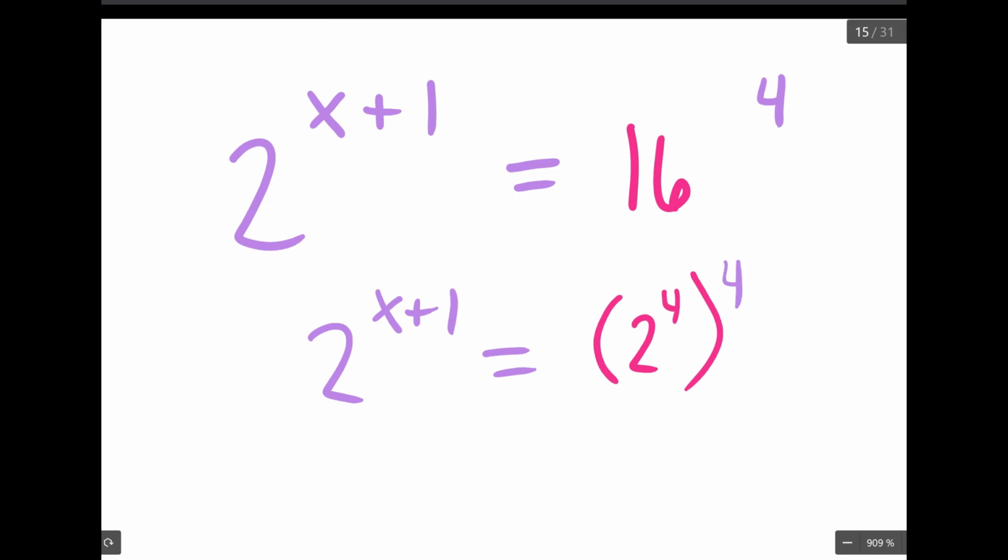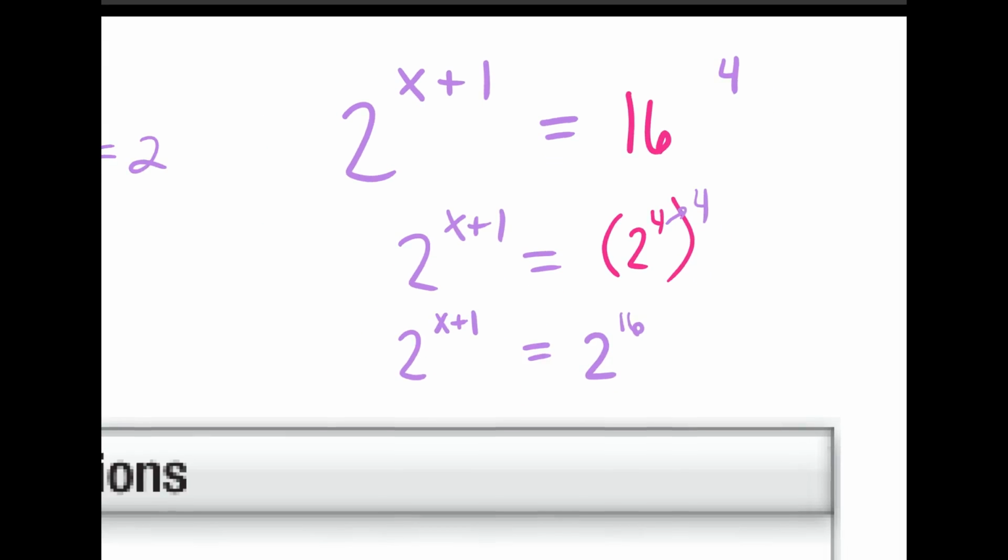Wait, if I have a power to a power, an exponent to an exponent, do you add or multiply? Multiply. We're going to be going through literally the last 2 chapters that we did heavily in chapter 7. These are the rules of exponents. So if I have an exponent to an exponent, you multiply them. So 2 to the x plus 1 is equal to base 2 to the 16, because 4 times 4 is 16.